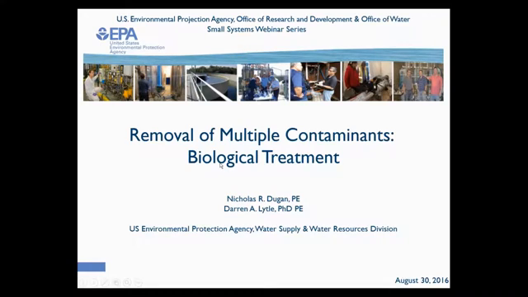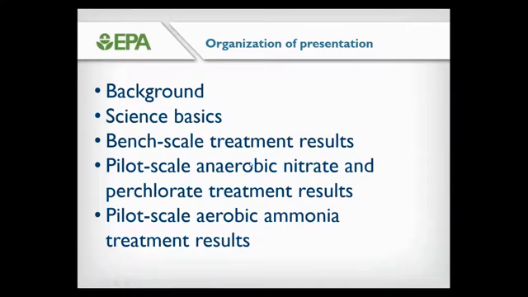So I'm going to be talking about the removal of multiple contaminants through biological treatment. The way this presentation is going to be organized, we're going to start with a little bit of background about some of the contaminants that we'll be discussing today. Then we'll move through some science basics. Then we're going to present some bench scale treatment results from a combined anaerobic and aerobic biological treatment system. Then we'll move on to presenting the results of a pilot scale anaerobic study where nitrate and perchlorate were removed simultaneously. And we'll finish up with a pilot scale aerobic ammonia treatment study.